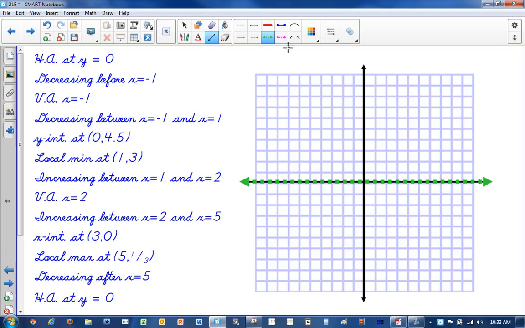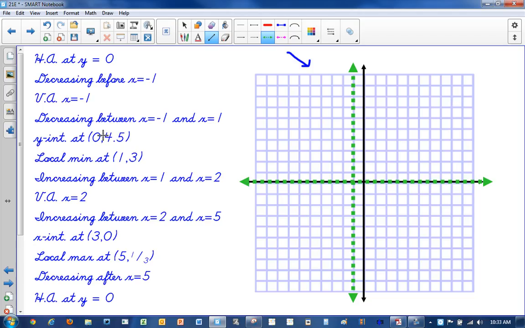All right, and I've got a decrease. I'm just going to make a little note that before I get to this asymptote, x equals negative 1, the function is decreasing. So I'm just going to draw a little down arrow there above the graph, just to indicate that before I get to x equals negative 1, the function is decreasing. All right, and then I will draw my asymptote at x equals negative 1. There it is.